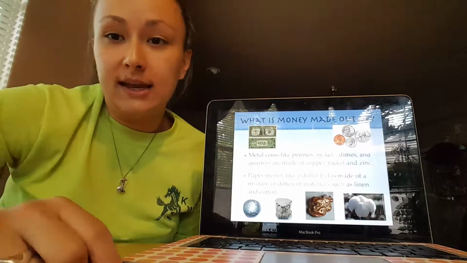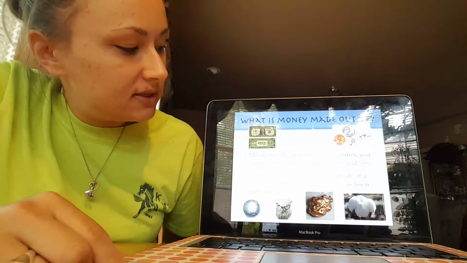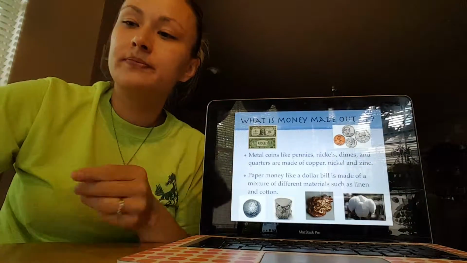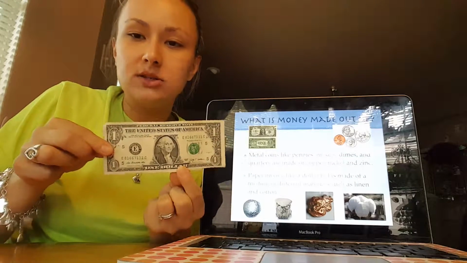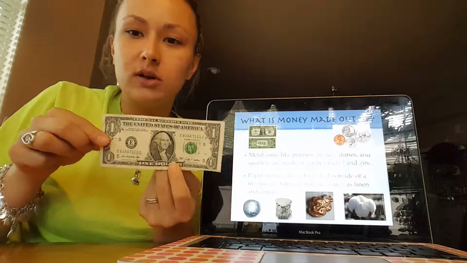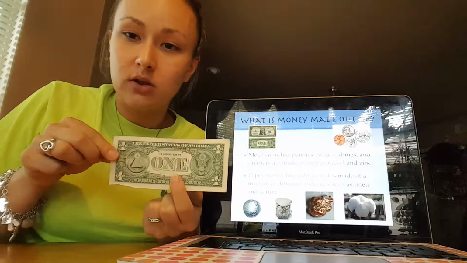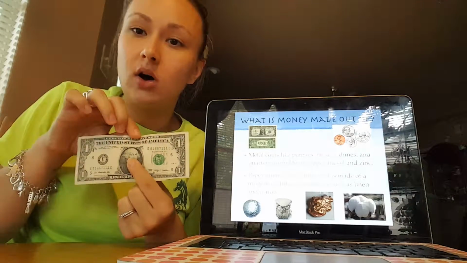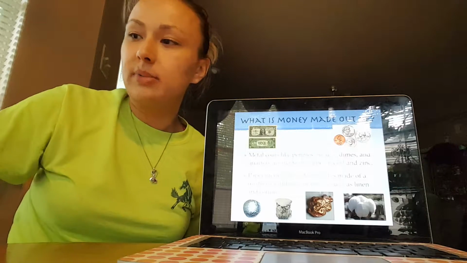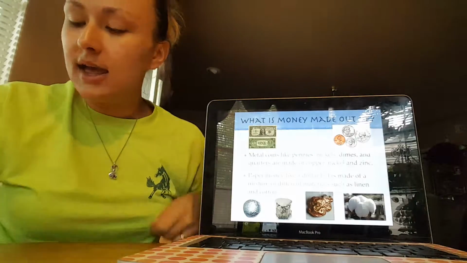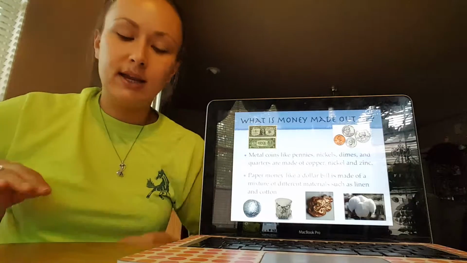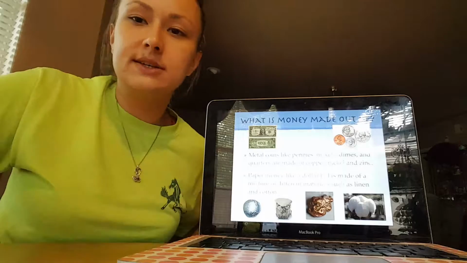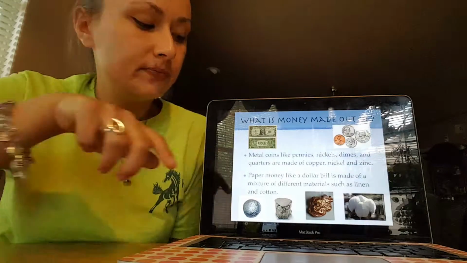What is money made out of? This is a dollar bill, and these are metal coins. A real dollar bill, I'll pass this around and let you guys look at it. This is the front of a dollar bill. This is the back of a dollar bill. This is George Washington on our dollar bill. So I'll go ahead and pass that around for you guys. And then metal money looks like this. We'll go over the different coins here in just a minute.